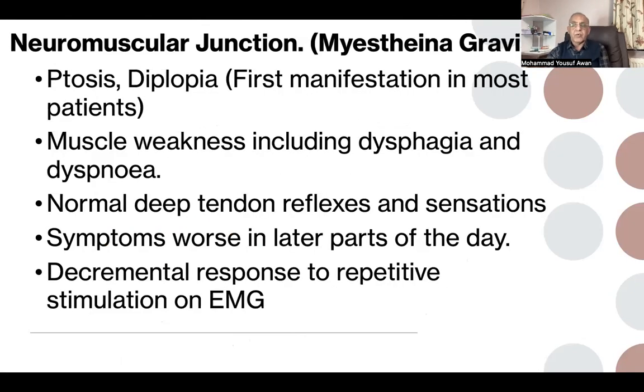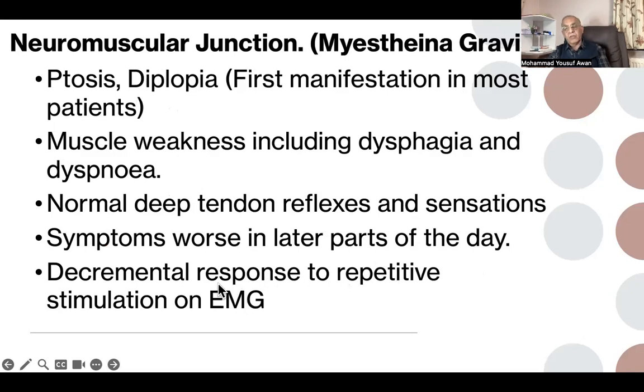For the neuromuscular junction, there are two main diseases to remember. One is myasthenia gravis, and this presents with ptosis, meaning drooping of the eyelid, and diplopia, double vision. These are the first manifestations in most of the patients. Muscle weakness, including dysphagia, difficulty in swallowing, and shortness of breath. Normal deep tendon reflexes and sensation. Symptoms are worse in the later parts of the day.